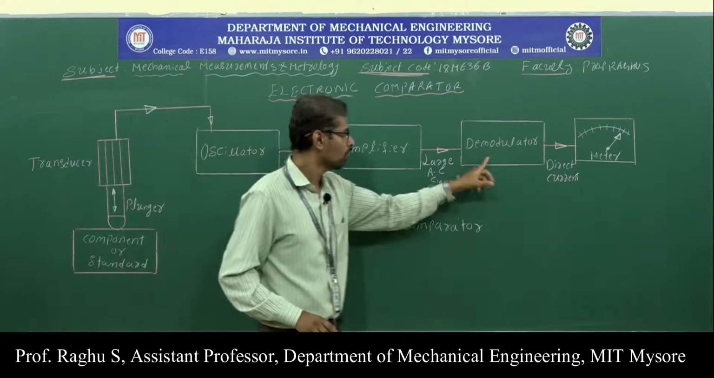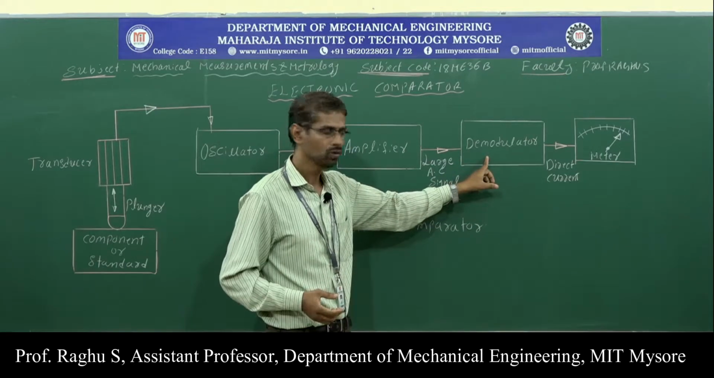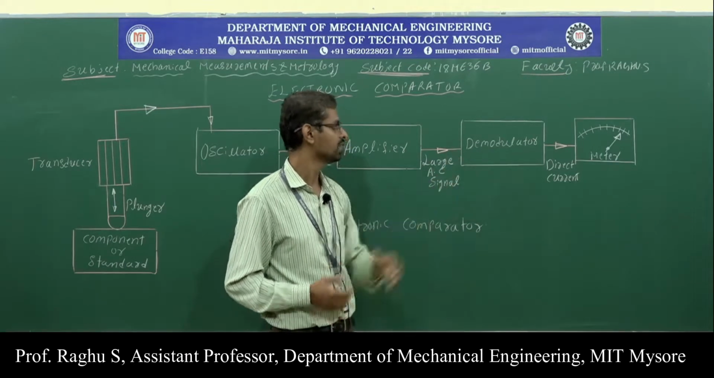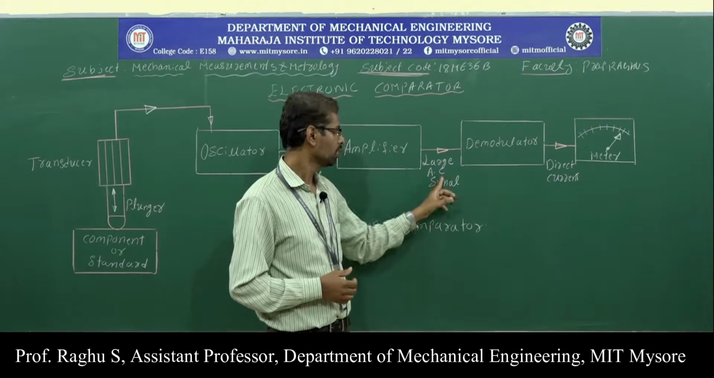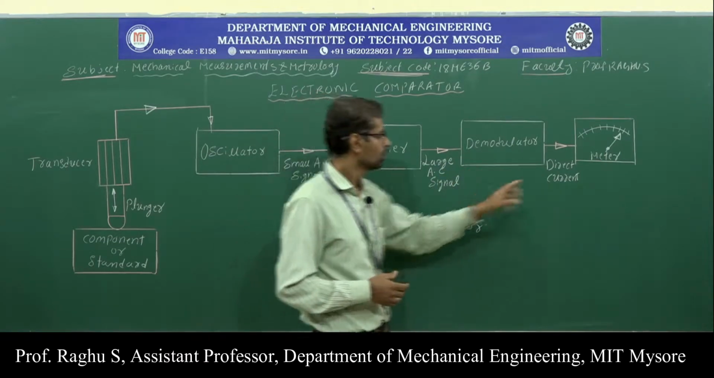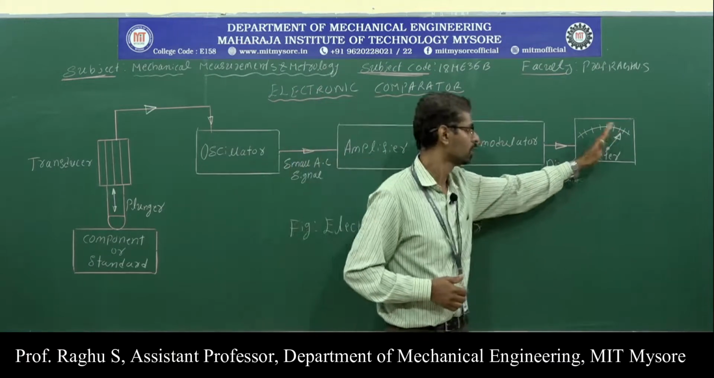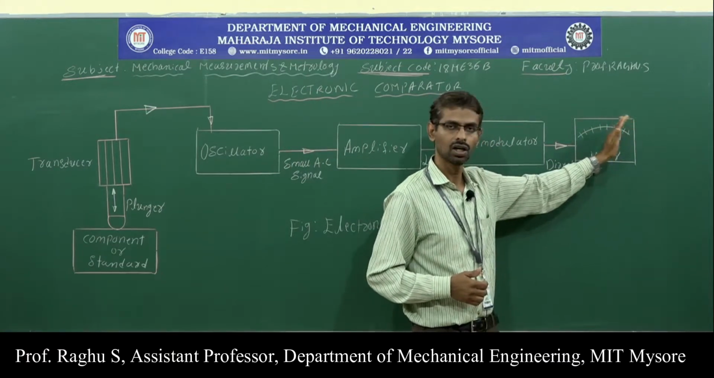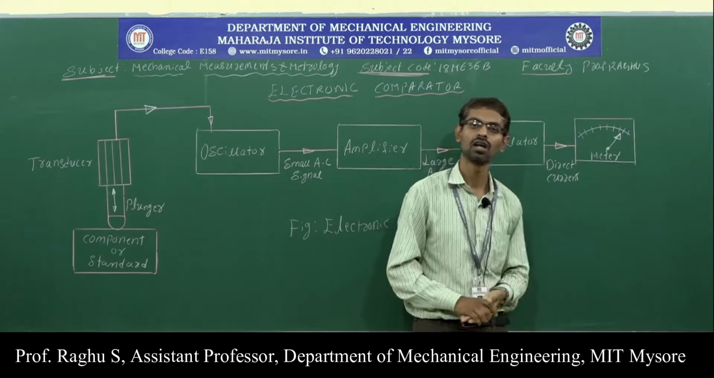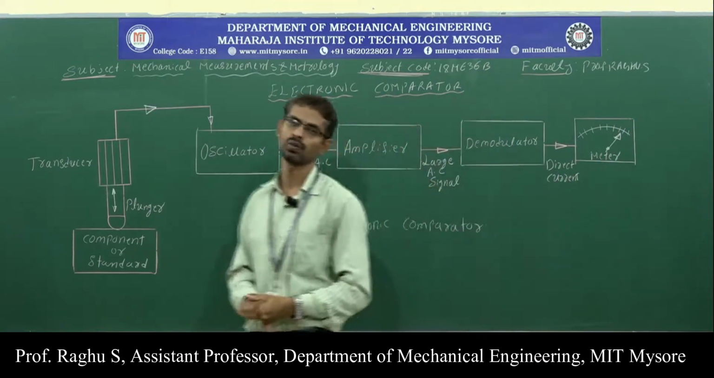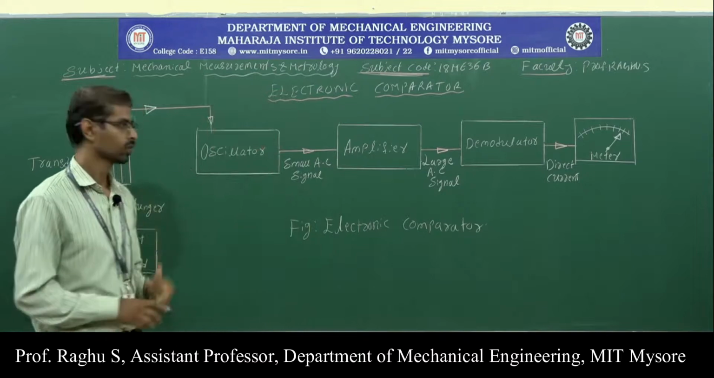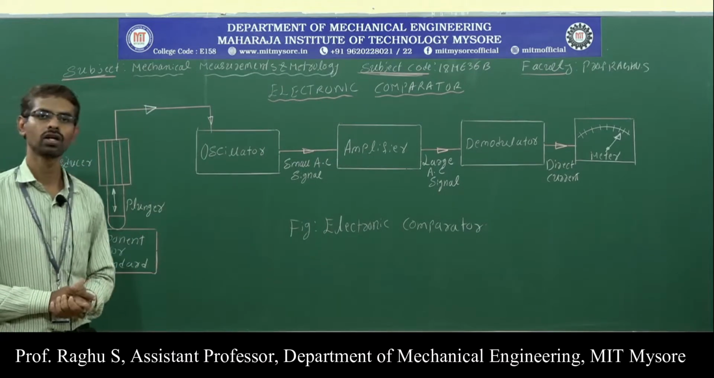Next, the demodulator is used to obtain DC output. Finally, the demodulator converts the AC input to DC output. This DC output drives the pointer. Finally, we can observe the movement of the pointer on the scale. The movement of the pointer on the scale corresponds to the dimensional difference between the standard and the workpiece. So this is all about the electronic comparator.